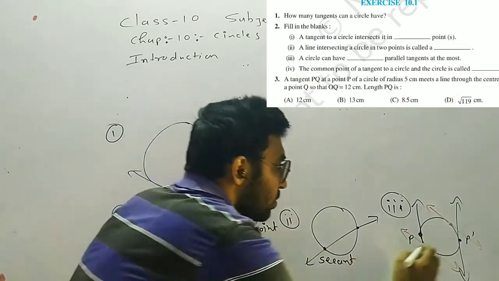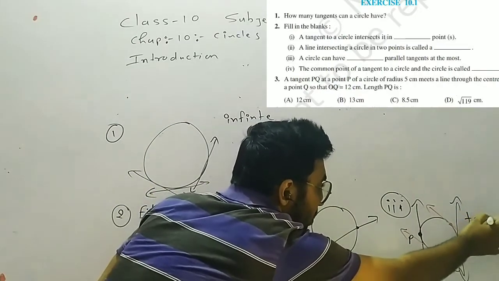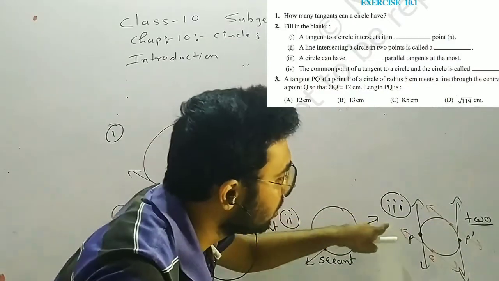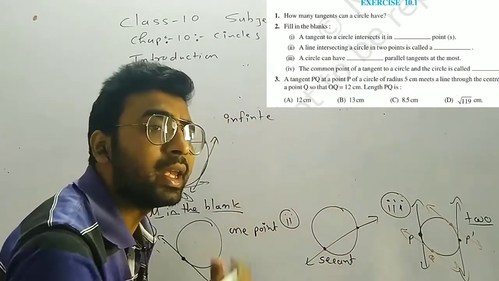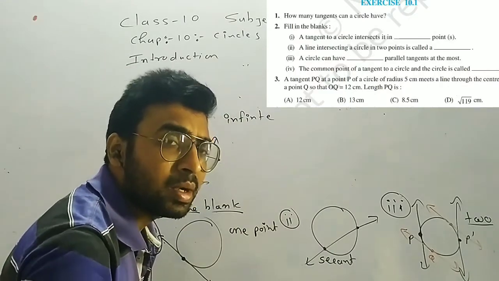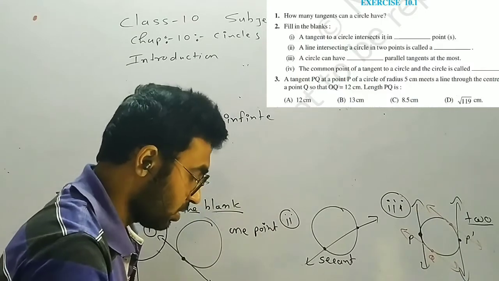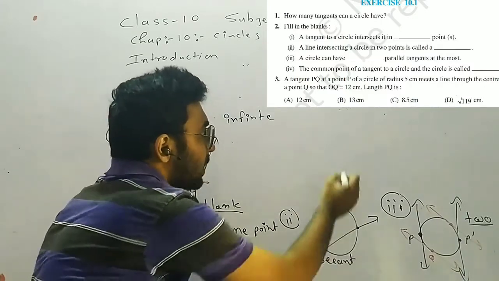So how many tangents are possible? 2. These two tangents are parallel. These two also are parallel. You can get any pair like this, but in a pair you have only two tangents. Okay. Fourth question, I will just write it here.